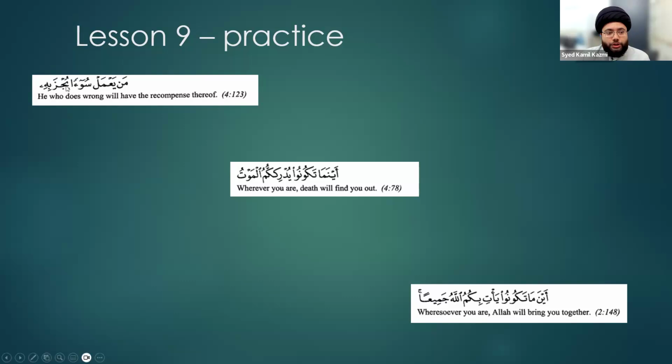Right? Yujza, what's happened to yujza? Accusative. Yeah. Mansub. Why would you say it's mansub? It's an object. Why would you say that the verb here is majzum? So the verb yujza is to have the recompense thereof. Man ya'mal su'a yujza bihi.